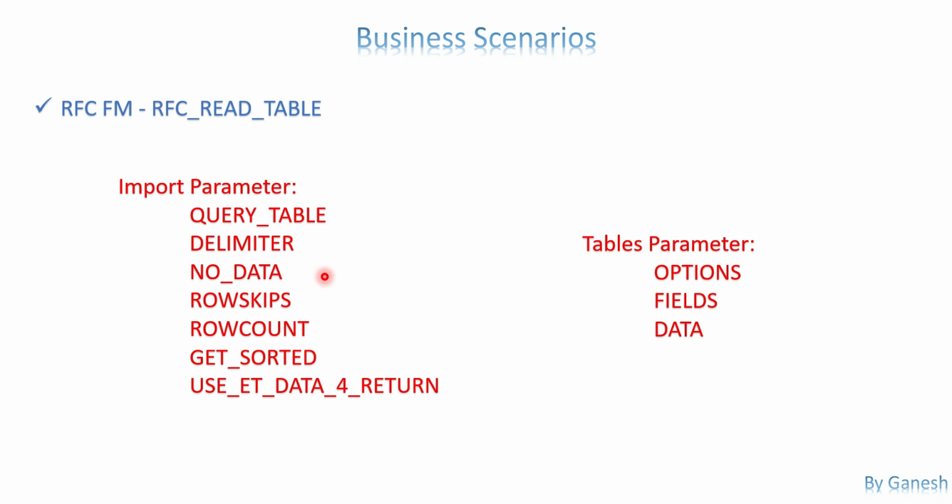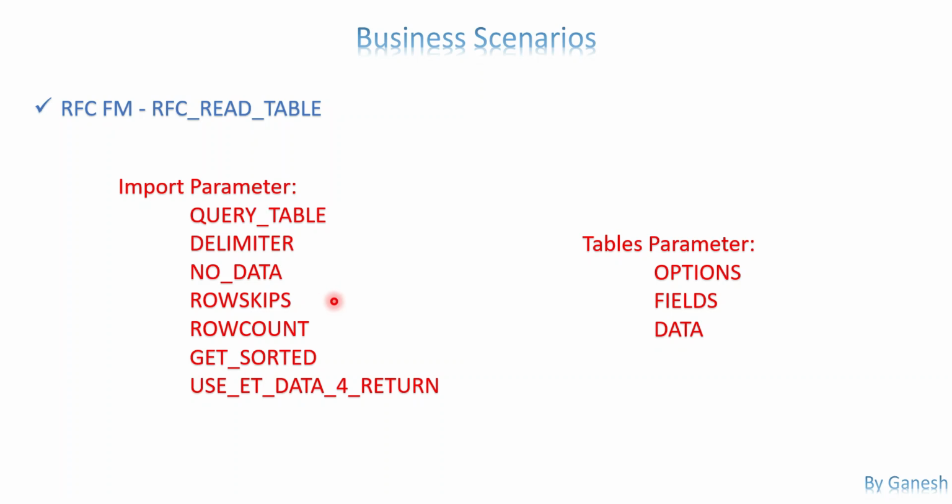No data: for some reason, I want to make sure there is data over there, but I don't want any data to come back to my application. If that is the case, they have to use this parameter as X. If they pass an X, they won't get any data back from this function module.